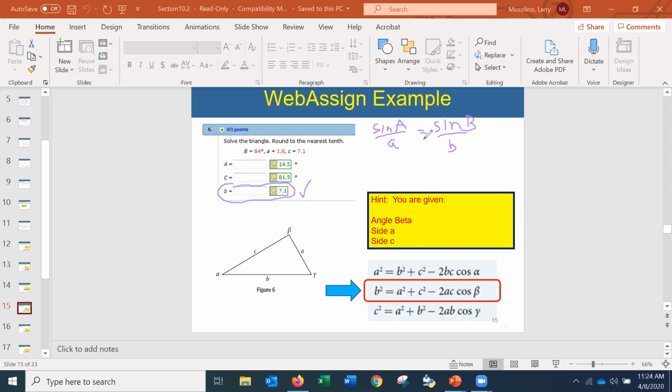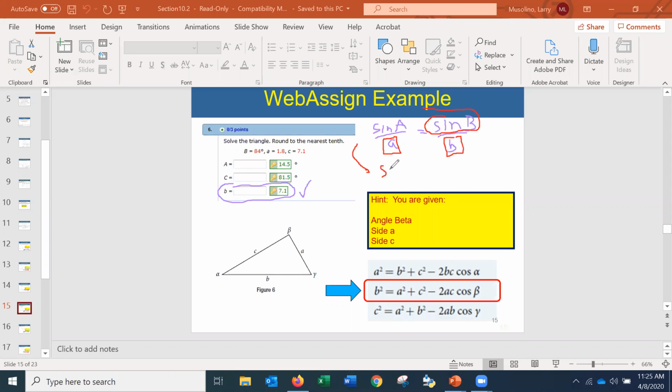Let me circle what I know now. Well, I know angle B, that was given. I know side A, that was given. And now I also know side B because I just calculated it a minute ago. Well, now I do know 3 out of 4 quantities. So I could use law of sines if I wanted to. I could use the law of cosines formula from slide 4, or I could use law of sines. It's totally up to you. You'll get the same answer either way. So it's whatever you think is a little easier. I think law of sines might be a little easier. So let's go ahead and use law of sines while I have it here.